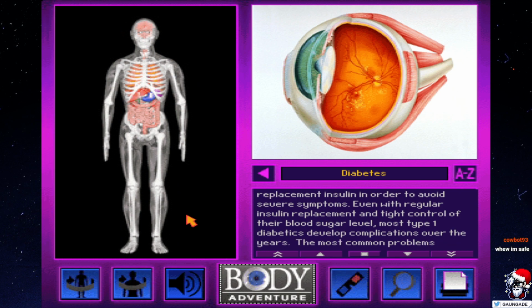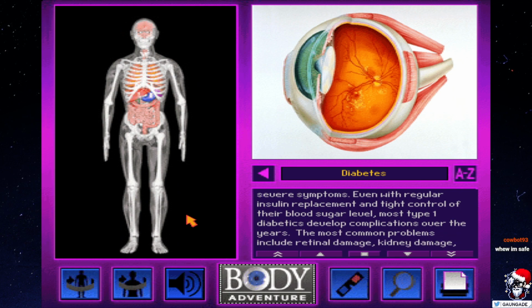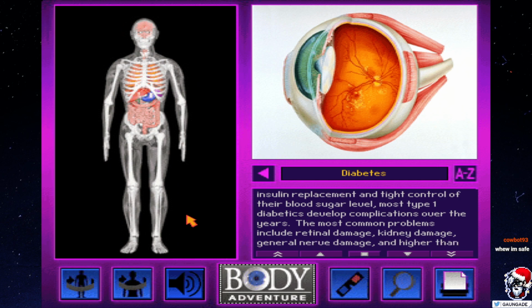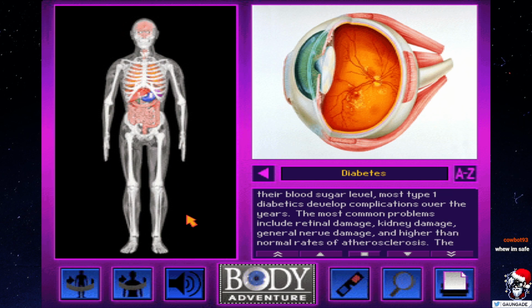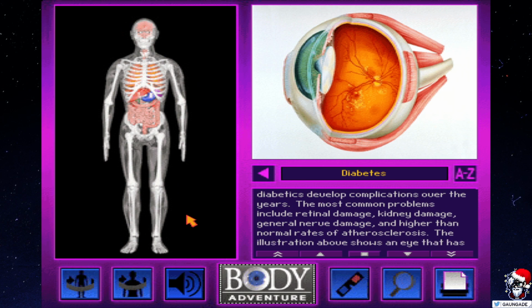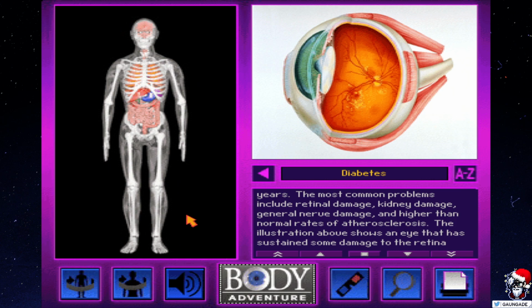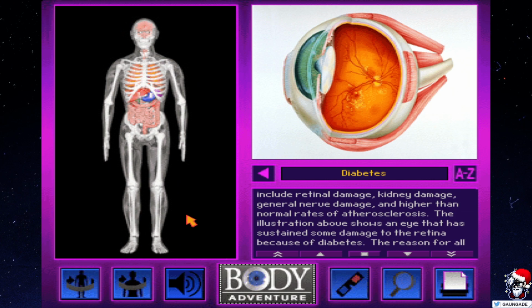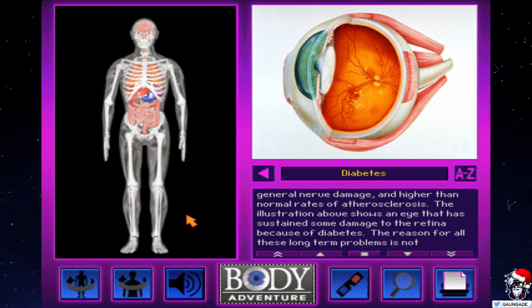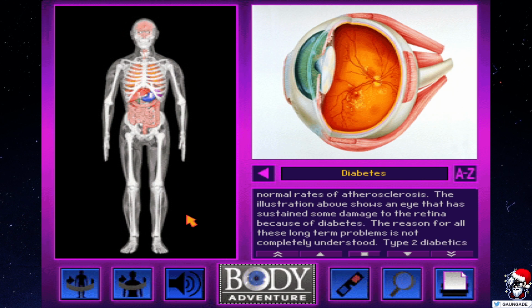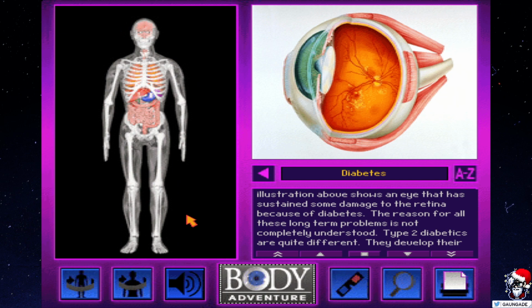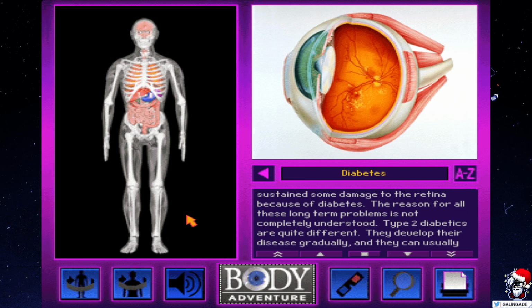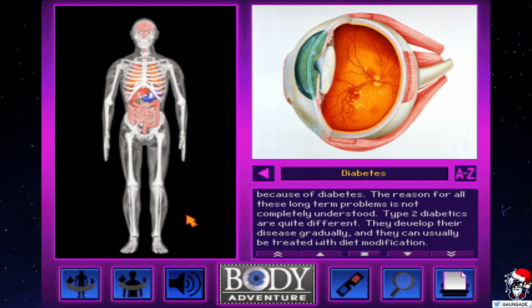Even with regular insulin replacement and tight control of their blood sugar, most type 1 diabetics develop complications over the years. The most common problems include retinal damage, kidney damage, general nerve damage, and higher than normal rates of atherosclerosis. The illustration above shows an eye that has sustained some damage to the retina because of diabetes. The reason for all these long-term problems is not completely understood.